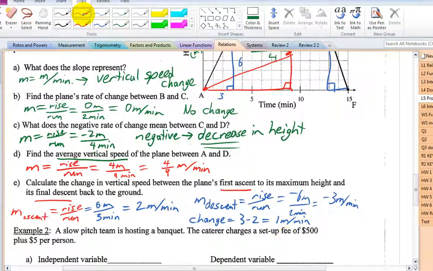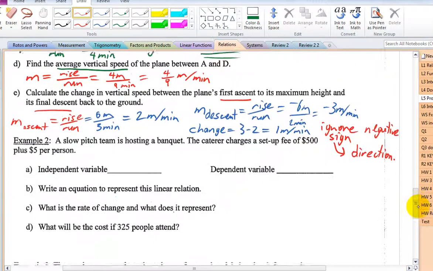Okay. What you want to do is ignore the negative sign, because your negative sign is only talking about direction. Okay? So you're going to ignore that when you're looking at the slope. Okay. Any questions?